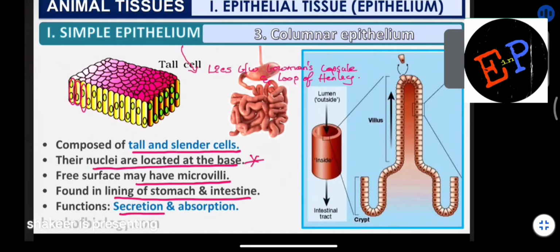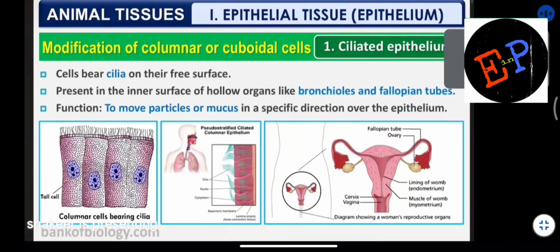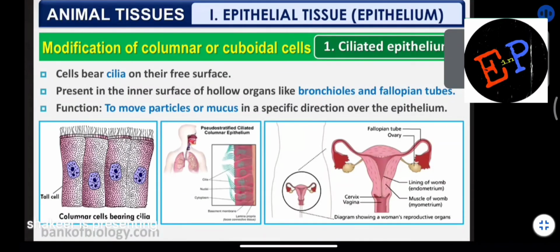And again, what is their function? The function of this columnar epithelium is also secretion as well as absorption. Clear? That's it. Okay. Next, modification of columnar or cuboidal cells. The second and third types of simple epithelium cells are cuboidal and columnar. These columnar and cuboidal cells will be modified into two types. One is ciliated epithelium and the second is called glandular epithelium.